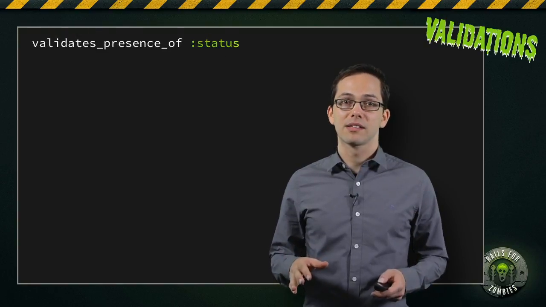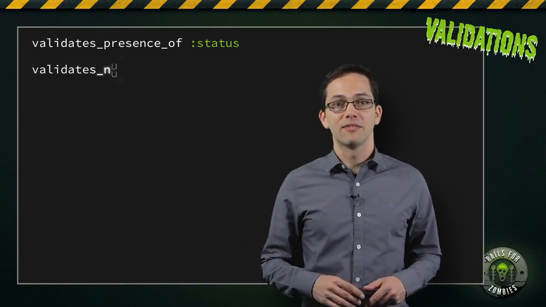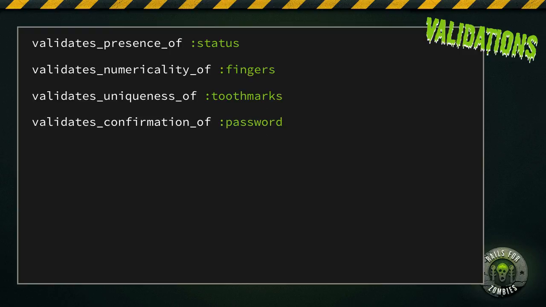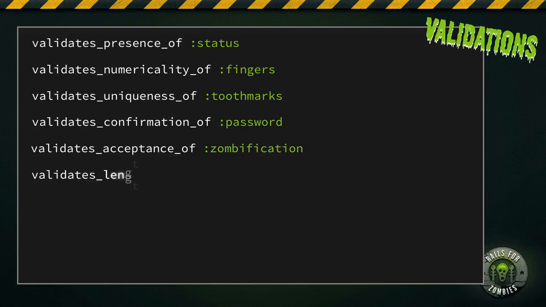Rails comes with a bunch of model validations right out of the box. Besides validates_presence_of, we have validates_numericality_of to make sure something is a number. We can say validates_uniqueness_of to make sure something is unique. We have validates_confirmation_of if we have 2 fields like a password that need to be equal. We have validates_acceptance_of if there's, say, a checkbox they need to check like they read the terms of service. There's validates_length_of to make sure that something they entered is longer than maybe 3 characters.